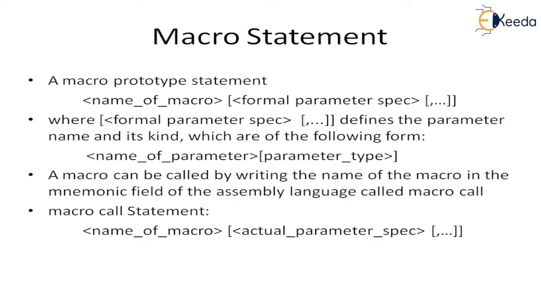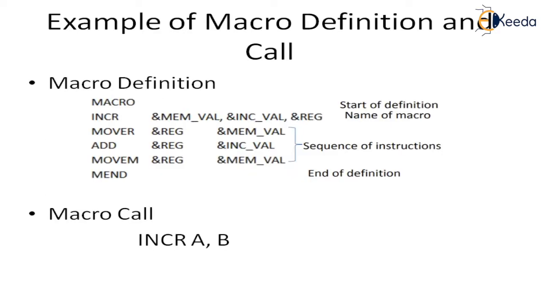A macro can be called by writing the name of the macro in the mnemonic field of the assembly language, called a macro call. Whenever the mnemonic field is used to denote the name of a particular macro, that is a macro call. Macro call statements are represented by the name of the macro and the actual parameter specification. So this slide shows an example of a macro definition and a macro call.